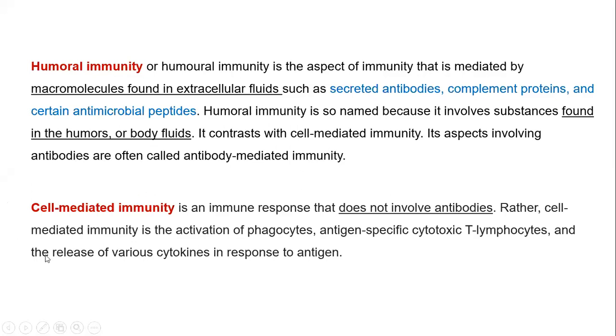Coming to cell mediated immunity, we are not talking about specific proteins or chemical components here. We are talking about cells directly. In cell mediated immunity, it doesn't involve antibodies. Please remember that it doesn't involve antibodies. Rather, cell mediated immunity involves specific cells called phagocytes, antigen specific cytotoxic T lymphocytes, and the release of cytokines. So not only cytokines, a specific cell needs to be involved in the response for cell mediated immunity. In humoral immunity, antibodies can do the job.